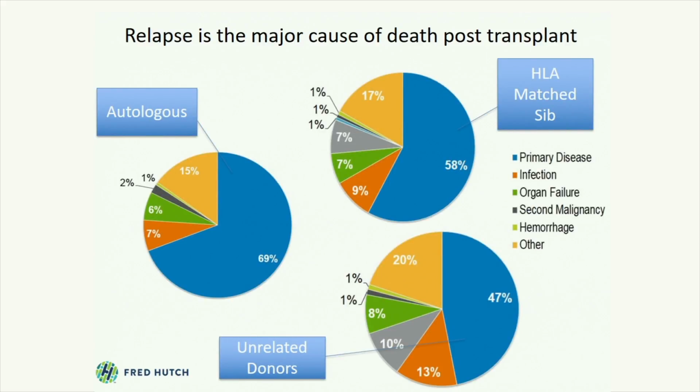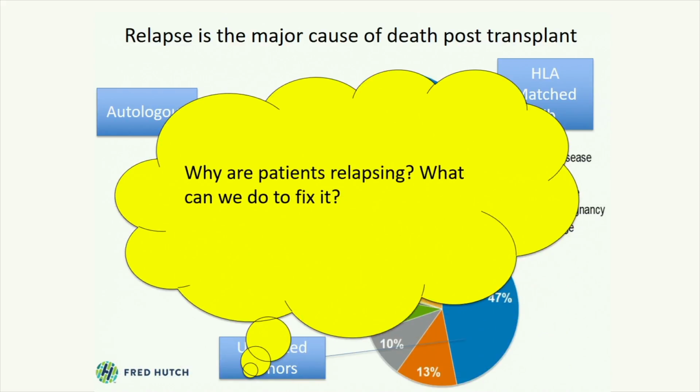But transplant is not the best answer still. Relapse is still the major cause of post-transplant death. This is CIBMTR data for autologous, HLA matched siblings, and unrelated donors. As you can see, that big blue pie on each of these is primary disease. These patients are still dying from relapse of their initial disease. So why are these patients relapsing? And what can we do to fix it?